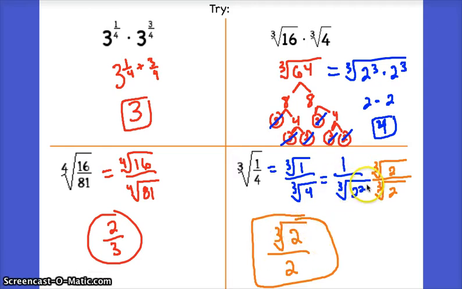1 times the third root of 2 stays third root of 2 on the top. And the third root of 2 squared times the third root of 2 to the first basically becomes the third root of 2 to the third on the bottom. And remember that roots cancel powers, and you just get a clean 2 on the bottom.